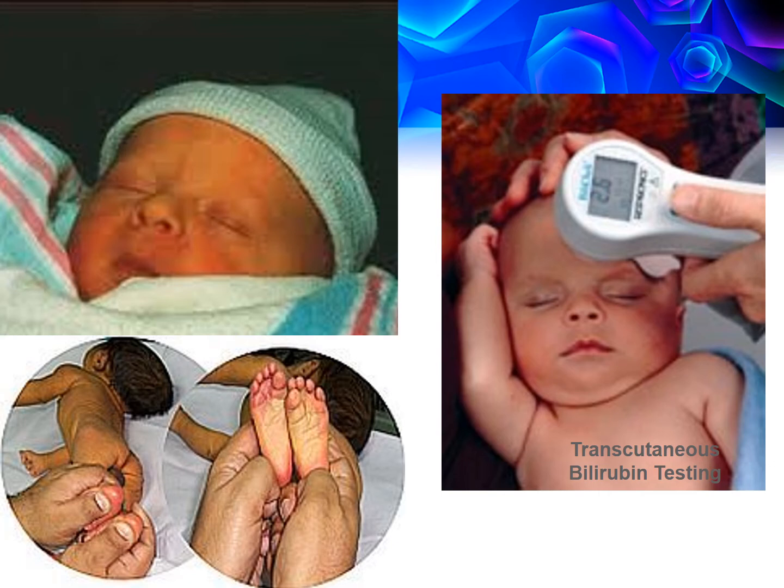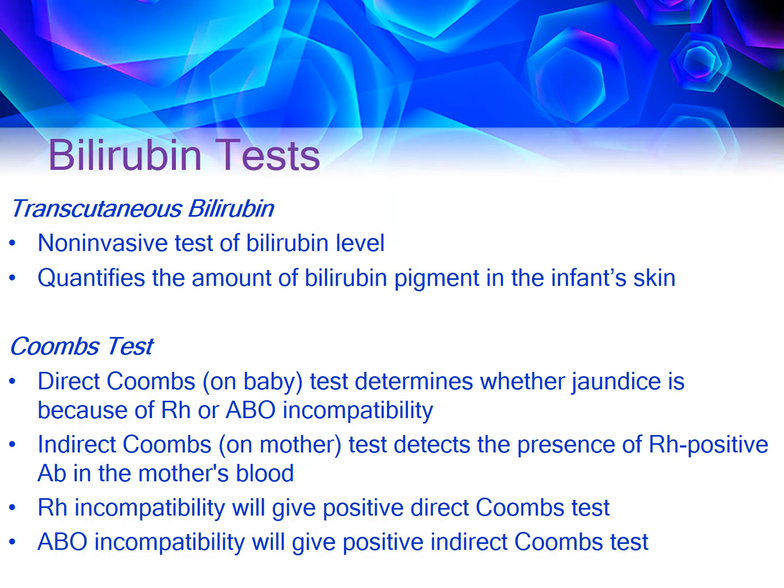And then over to the right is what we call transcutaneous bilirubin testing. So we just hold the monitor to the skin and it can give us a level. Of course, you can always draw their blood and get a serum level as well. Okay, so transcutaneous bilirubin, that's the one with the machine I just showed you. It's a non-invasive test and it quantifies the amount of bilirubin pigment in the infant's skin.